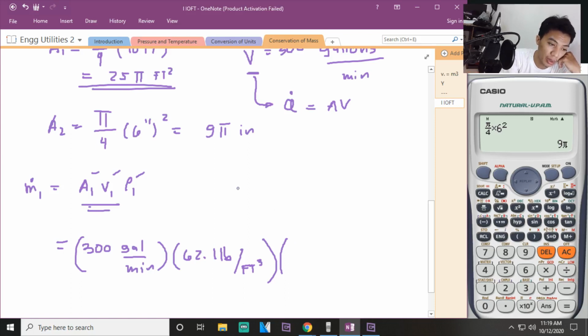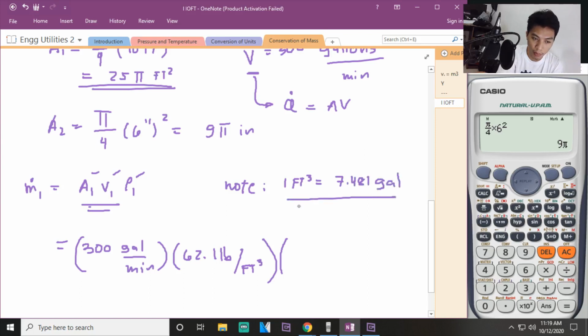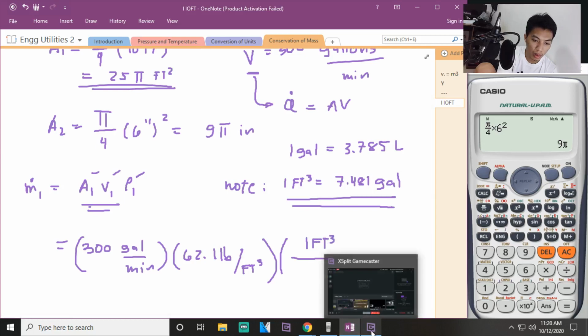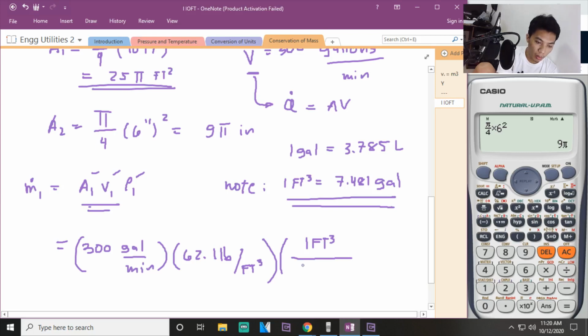1 cubic foot, tandaan nyo, note, for conversion of unit. 1 cubic foot is equal to ilang gallon? 7.481 gallon per 1 cubic foot. Or 1 gallon is equal to 3.785 liters. Yan. So, maka-cancel na natin siya. So, divide natin 1 cubic foot. Naka-record ako. Okay? So, 1 cubic foot is equal to 7.481 gallon.